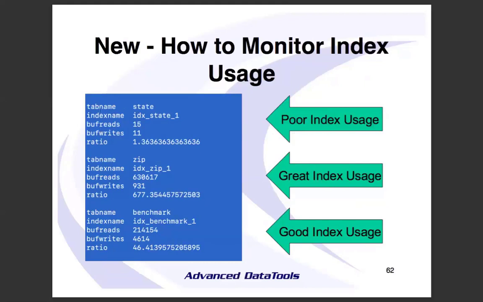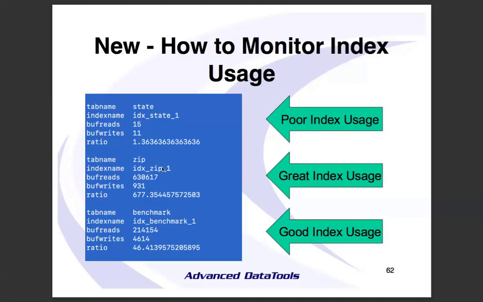So here I've got an index on state. It's had 15 reads and 11 writes. Now, to write the index, it has to read it. So in reality, that index has barely been used. It's only been used 3 times in queries. It's poor index usage. Now, the problem with this index is I need it because it's the primary key on the state table, so I can't get rid of it. But at least this tells me that this index is not used.